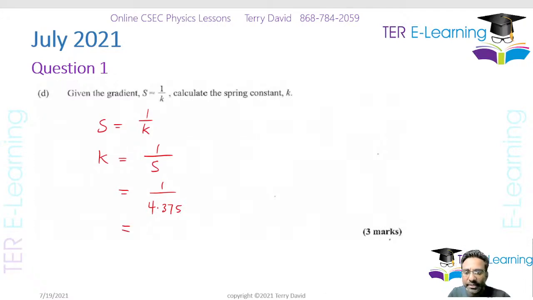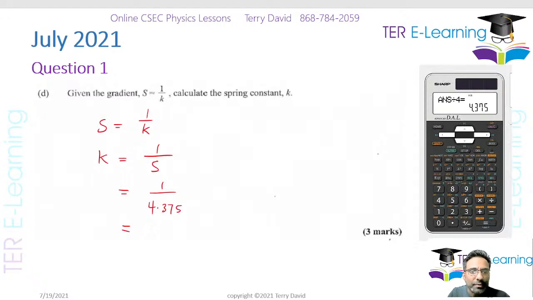So let's put this calculator back on here. And what I'm going to do, I'm going to say 1 divided by 4.375, right? And I'm going to get this as my spring constant. So 0.229. And in this case here, my unit, I'm going to write it as Newton cm to the minus 1, right? So we're getting 3 marks for working out the spring constant here.